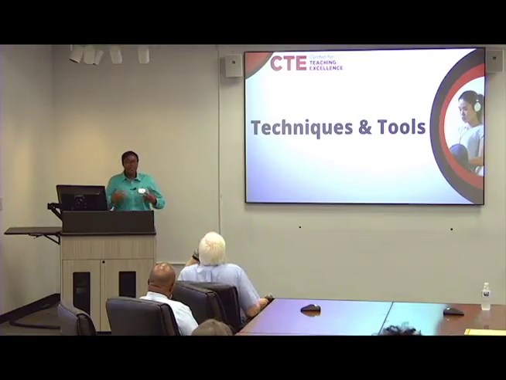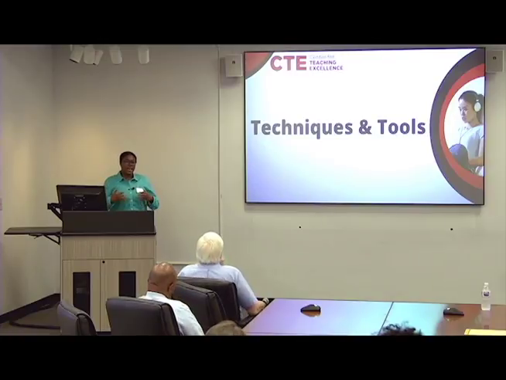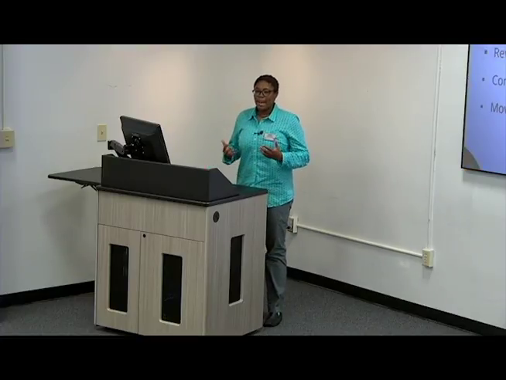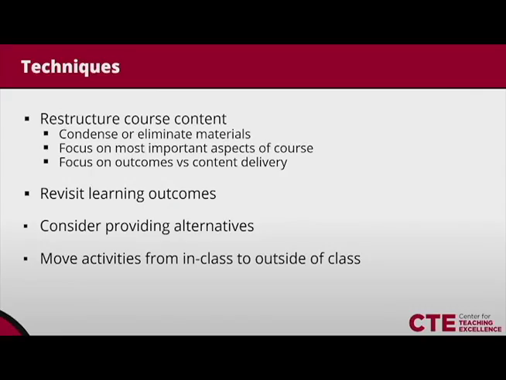So after you look at recovering from your canceled class, you can ask yourself, at the end of my course, will my students know what they should know? And will my students be able to do what they should do? You may have to look at restructuring your course content, which may mean condensing or eliminating some course materials. So this can be focusing on the most important aspects of your course and focusing on outcomes versus content delivery. You may also have to look at revisiting your learning outcomes and work to design course activities that will enable students to achieve the learning objectives that have not already been met.